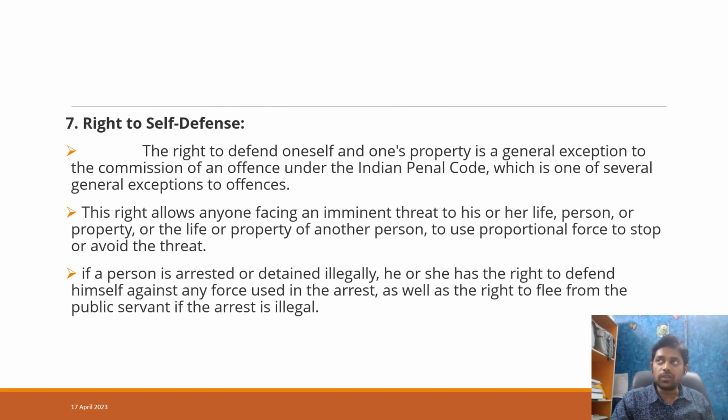Right to self-defense. The right to defend oneself and one's property is a general exception to the commission of an offense under the Indian Penal Code, which has several general exceptions to offenses. This right allows anyone facing an imminent threat to his or her life, person or property, or the life or property of another person, to use proportional force to stop or avoid the threat. If a person is arrested or detained legally, he or she has the right to defend himself against any force used in the arrest, as well as the right to flee from the public servant if the arrest is illegal.